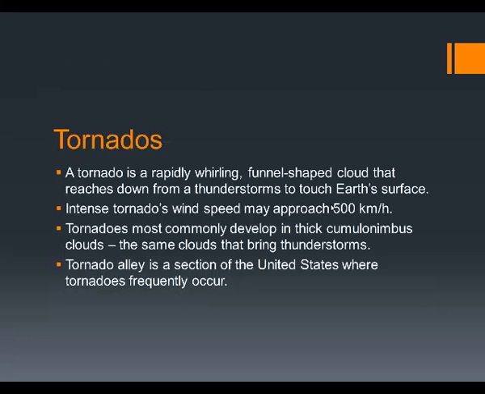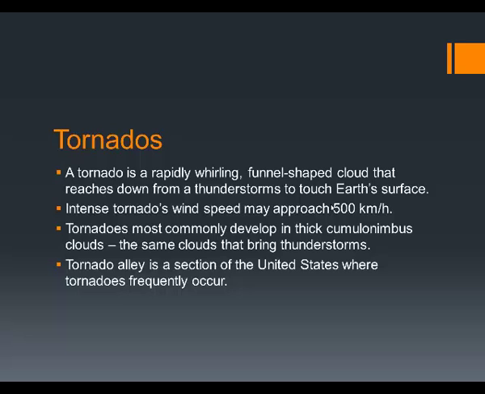Tornadoes. A tornado is a rapidly whirling, funnel-shaped cloud that reaches down from a thunderstorm and touches Earth's surface. Intense tornadoes can have wind speeds of up to 500 kilometers per hour. They most commonly develop in cumulonimbus clouds, so the very same clouds that develop thunderstorms are the ones that can develop into tornadoes.